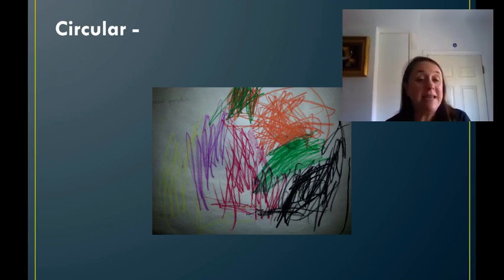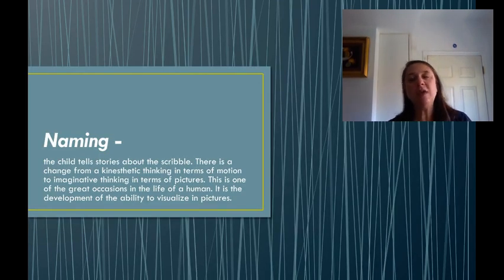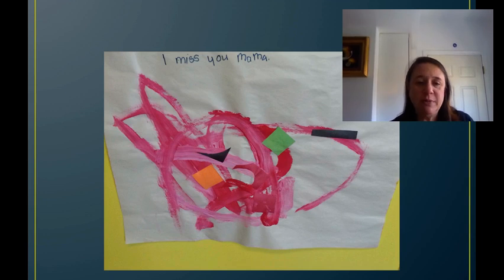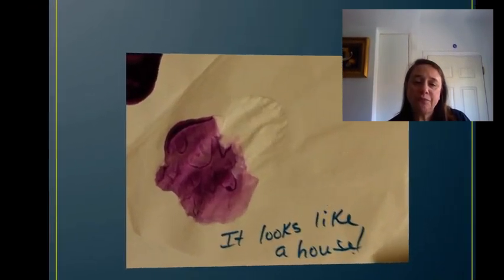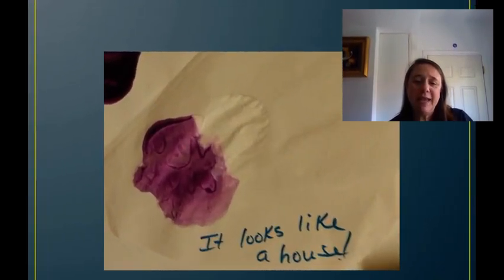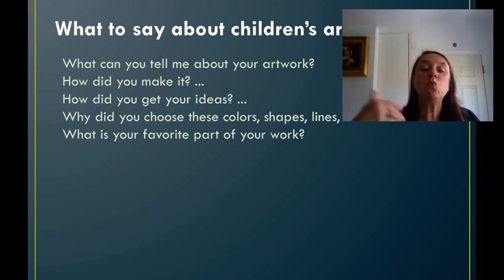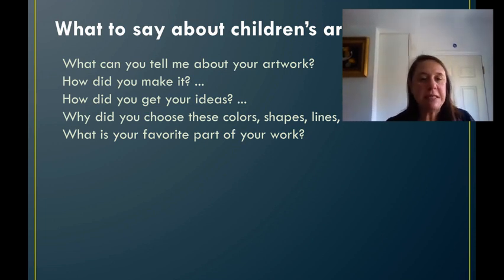Now the next is naming, where the child tells a story about the scribble. So they're not just having that movement that they're really enjoying. Now they're starting to think about, could it be a picture? And usually this could happen after the fact, not usually before, but sometimes it happens before as well. So you can see here, it looks like a house. After the child has done it, they say, oh, this is what it looks like. Now, we're sort of stopping here because the next stage starts to go into representational art.